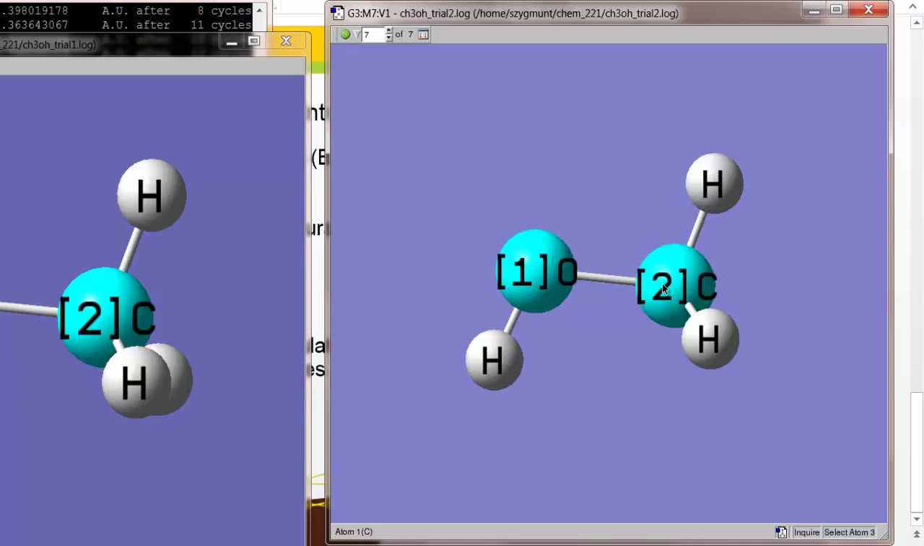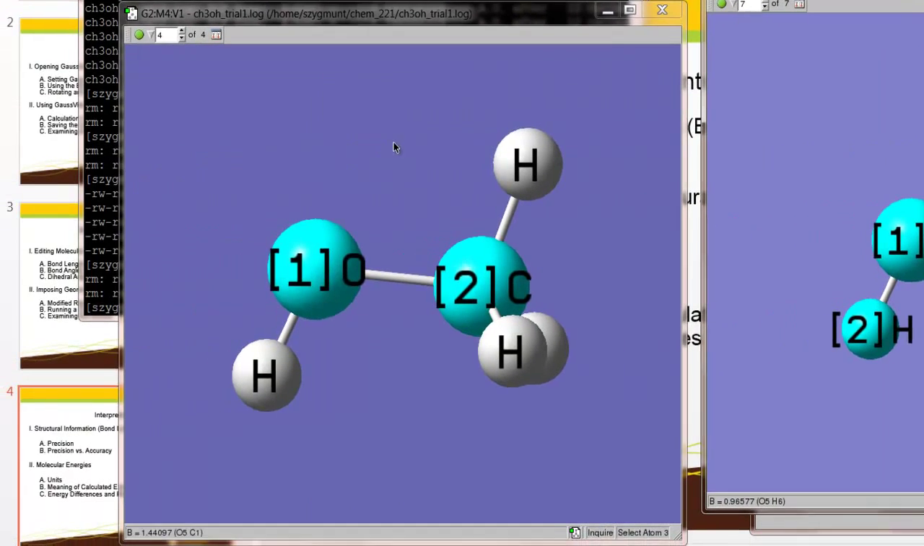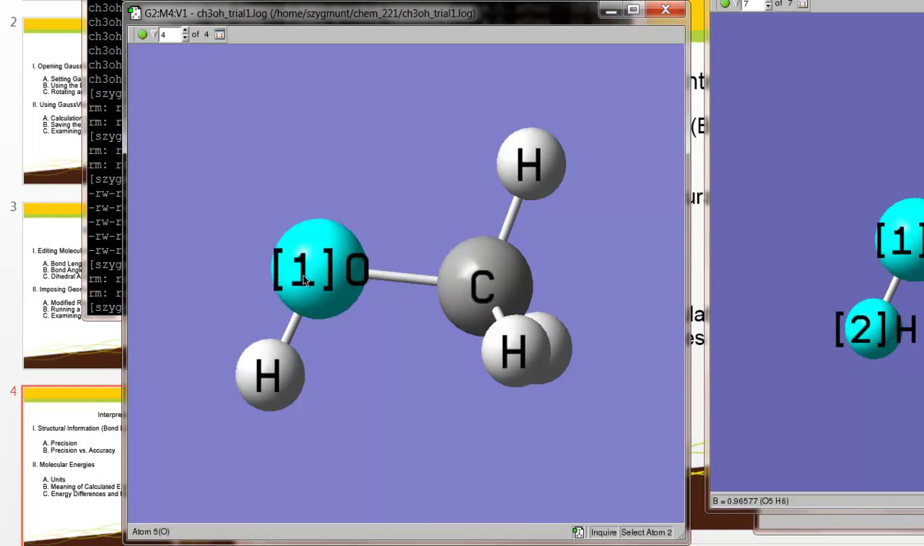Let's take a look at that value in trial 2. We click on those 2 atoms, and we get a result that's 1.44095. So only slightly different, but they are different. Let's look at a few other bond lengths. Let's look at the OH distance. In trial number 2, it's 0.96577. In trial 1, it's 0.96578. Wow, those are really pretty close.